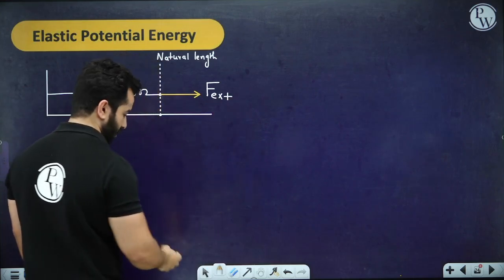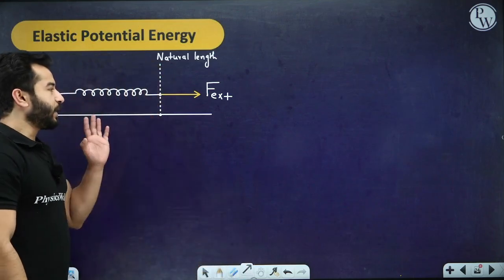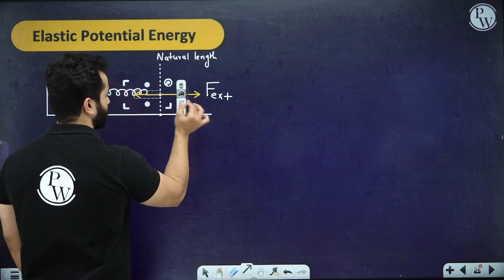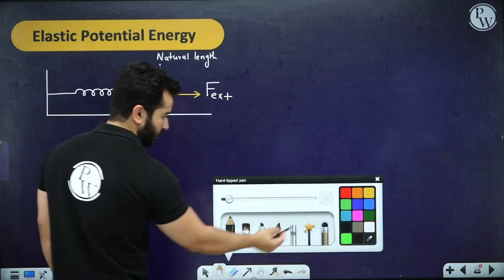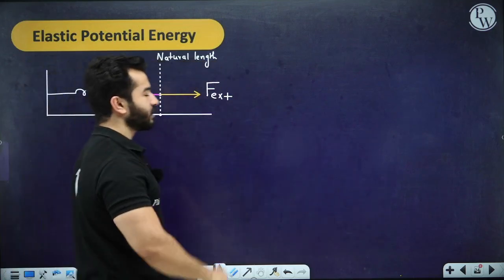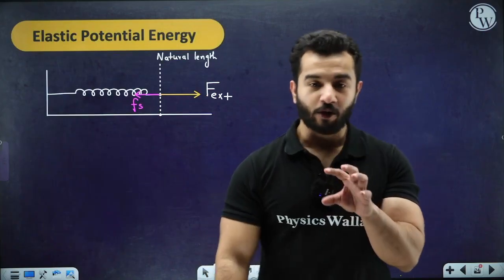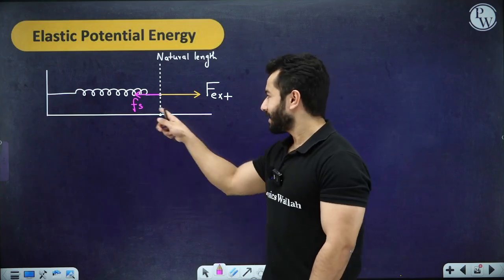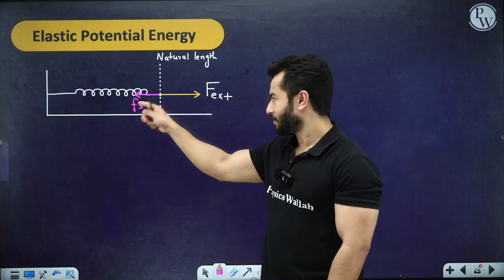So in this particular case, spring force will act in this direction, opposite to that of the external force, and after a certain displacement, we are going to say that work is done by the external force against the conservative force, that is this spring force.